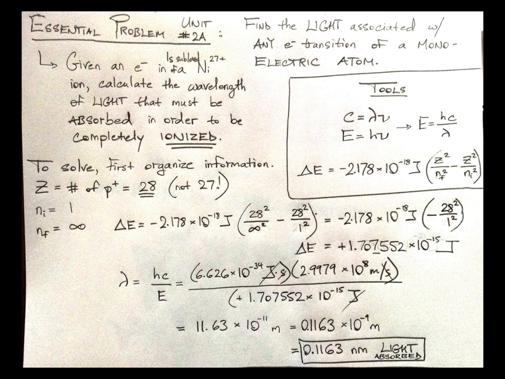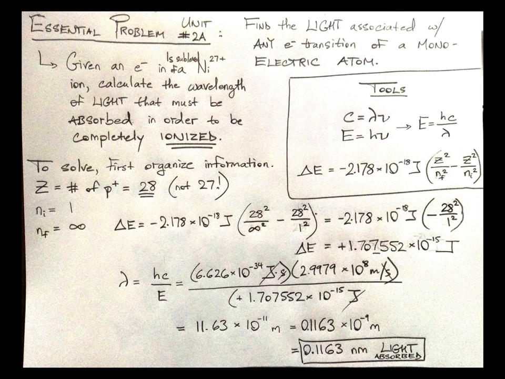We also have the equation associated with the Bohr model. The change in energy for the electronic transition is equivalent to negative 2.178 times 10 to the negative 18th joules times Z squared over n final squared minus Z squared over n initial squared.